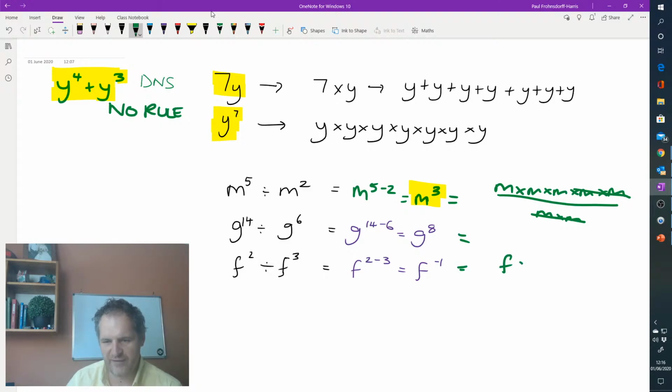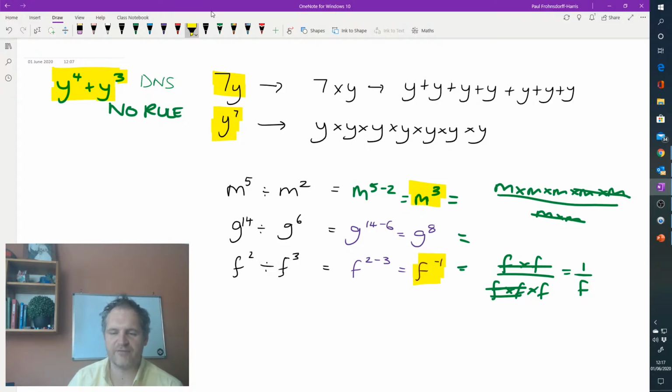It's because it's f times f on the top, f times f times f on the bottom. Those two cancel with those two, and it leaves us with just 1 over f. And that is how we write 1 over f. F to the minus 1 is written as 1 over f. So there you go. You've learned something bonus that I wasn't even going to teach you today, but it makes sense to follow on.